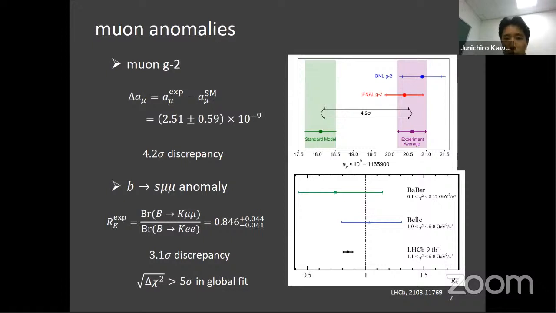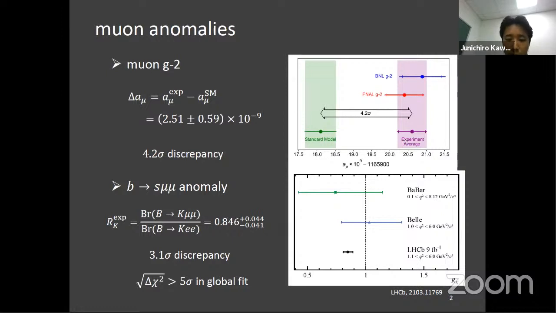One is the muon g-2, which was recently measured at Fermilab. Now we know that the experimental value deviates from the standard model prediction by 4.2 sigma. We also have some anomalies in the b to s mu mu processes. For instance, this quantity R_K is basically the ratio of B to K mu mu over B to K ee. In the standard model, this value is predicted to be 1, but the experimental value is slightly smaller than 1.